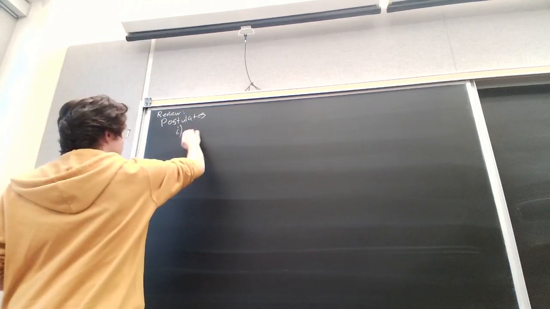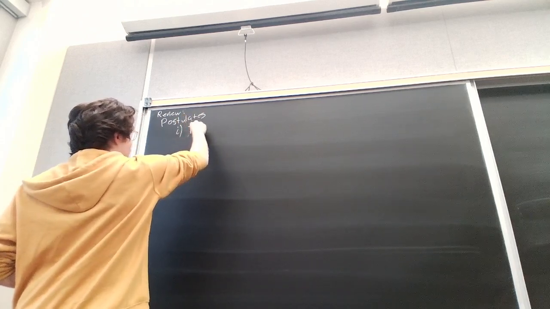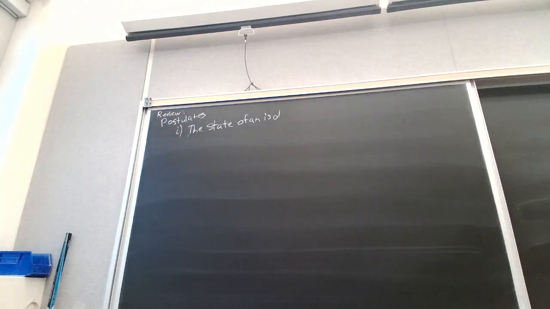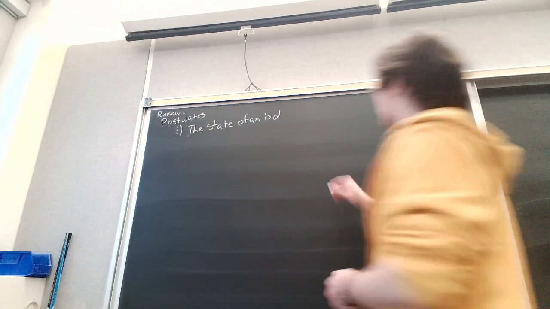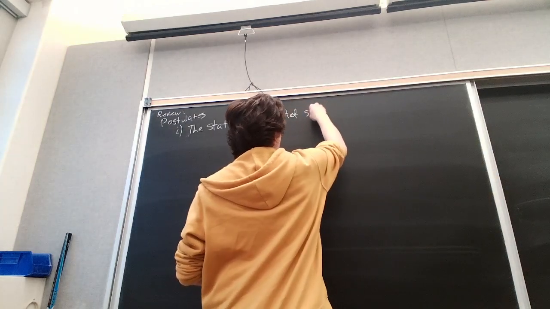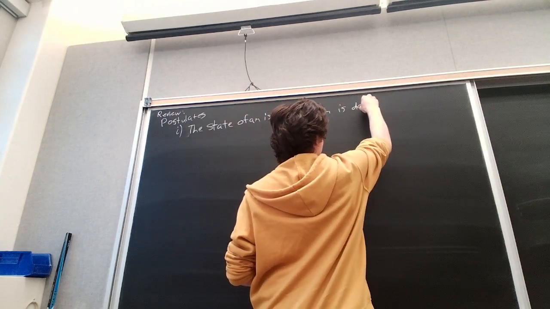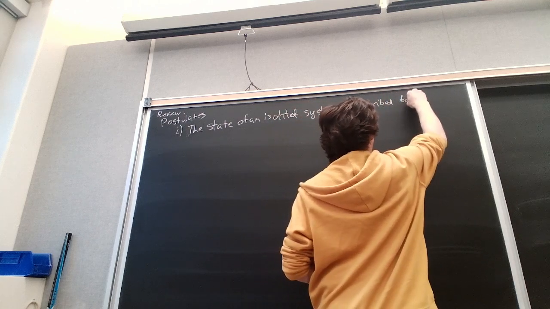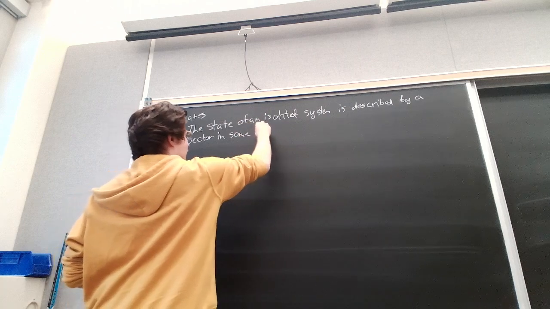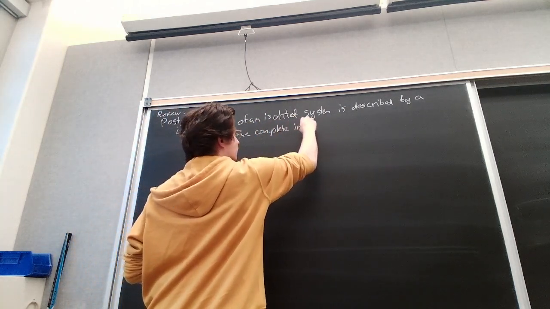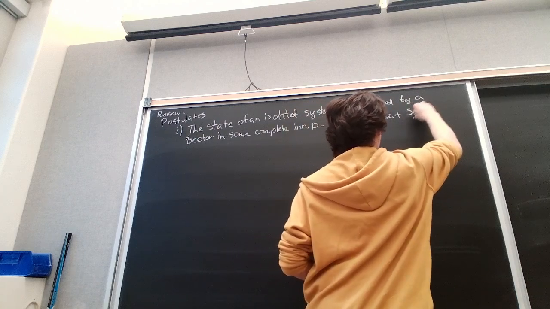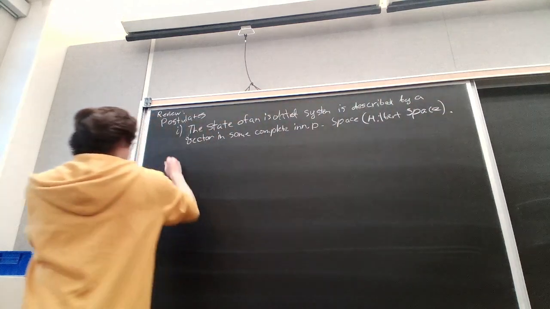A state, in an isolated system, a state is completely described by a vector in a Hilbert space. So the state of an isolated system is described by a vector in some complete inner product space, which is a Hilbert space. Okay, that's one.